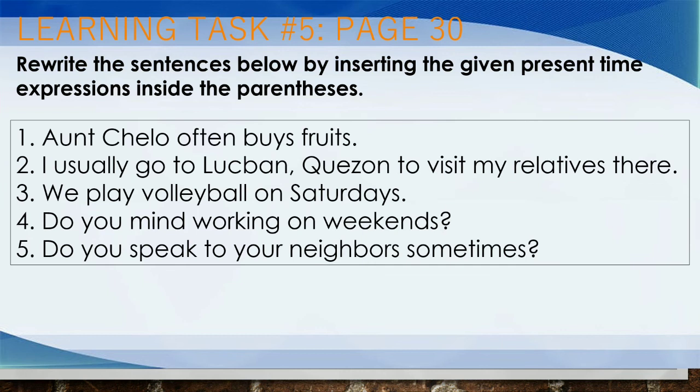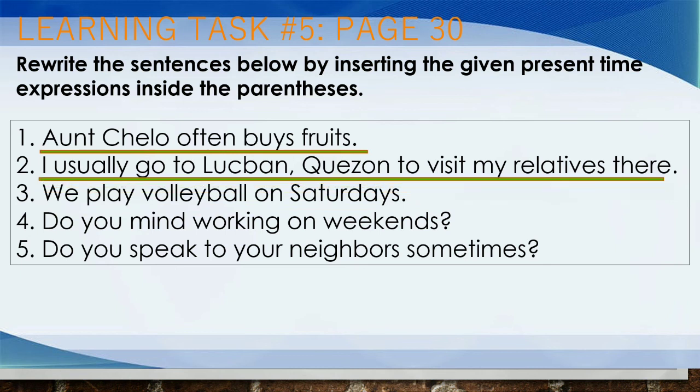Okay, so after we rewrite the sentences, this is the result. Number 1, Angelo often buys fruits. So the time expression is often. We place it before the verb, which is buys. Number 2, I usually go to Lucban, Quezon to visit my relatives there. So, the time expression used is usually. We place it before the verb, which is go.